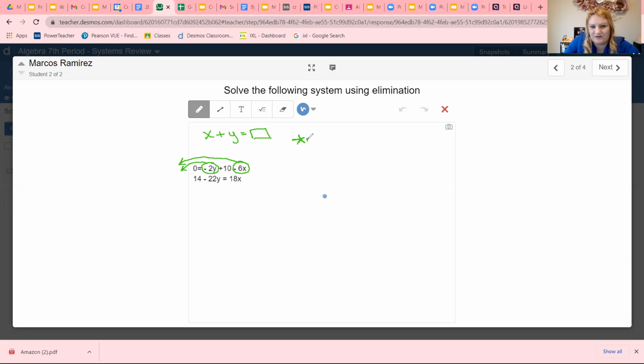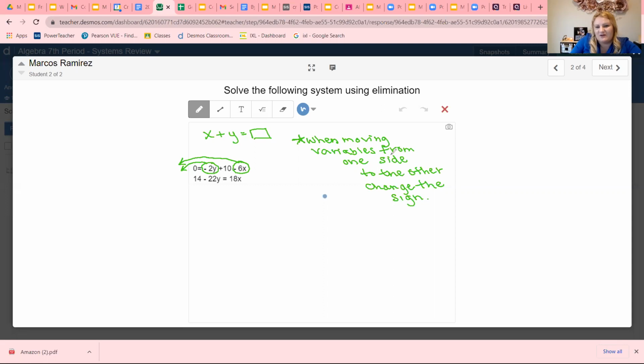You need to make yourself a note. So when you move them on the opposite side, Ms. Bullen? Yes. So you combine the like terms? No, you can't do that yet. They're two separate equations. Oh, wait, I just saw the two negatives and I didn't realize the X and the Y. So you're going to change the sign. So when moving variables from one side to the other, you're going to change the sign.